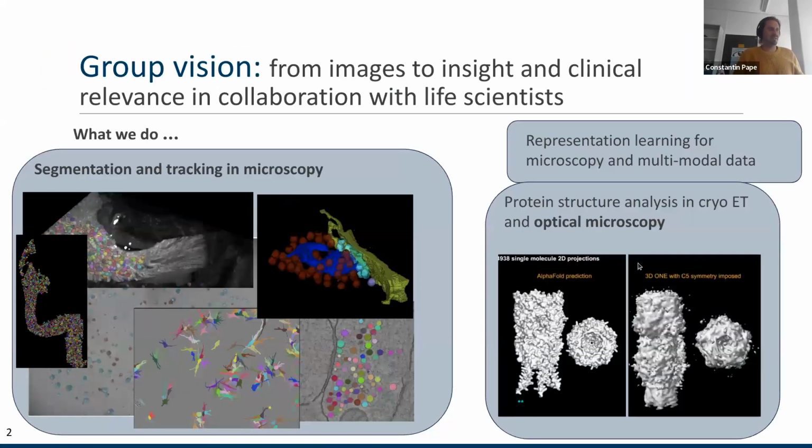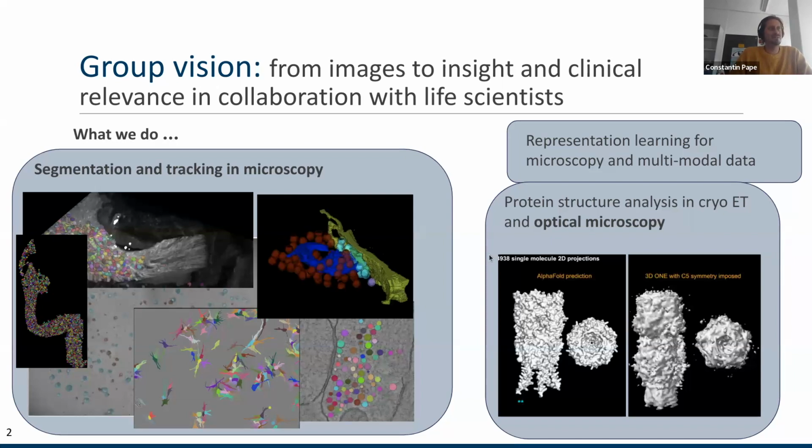But before we start talking about the topic at hand, a bit more about what we want to do in my group. The vision is to go from images to insight, and do this with clinical relevance and in collaboration with life scientists. So this is the motto I came up with at some point. What we do in practice is really segmenting and tracking a lot of different types of objects in microscopy. These are just some examples you see from projects we had here in Göttingen.